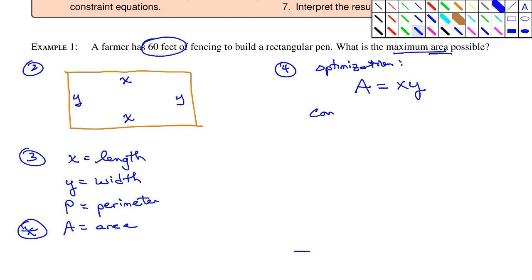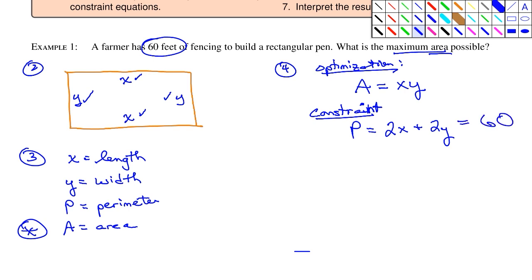Now, I can't just build as big a pen as I want. I have to satisfy some kind of constraint. And the way to think about a constraint is some sort of limiting factor. I can only build it so big because, and then whatever the reason is, that's your constraint. The reason here is because I only have 60 feet of fence. So the constraint in this case is the perimeter. And the perimeter is 2x plus 2y. There are 2 x's and there are 2 y's. And so you just add them up. You don't really need to memorize the formula for that because you're just adding up sides. And how much fencing do you have? You have 60 feet of fencing.